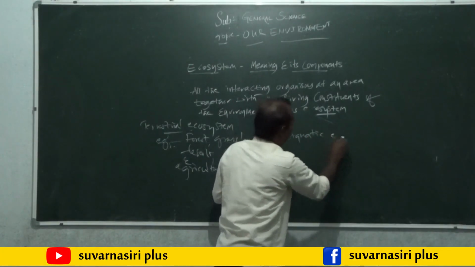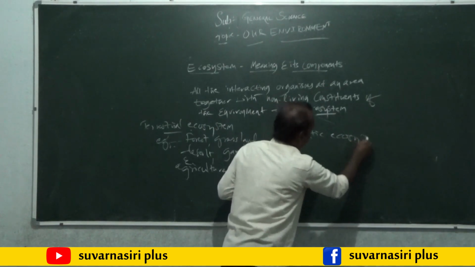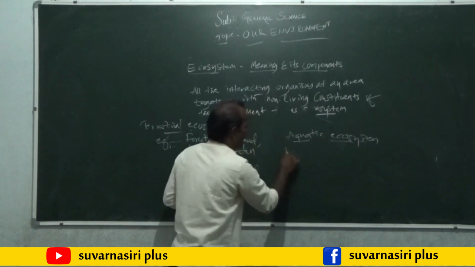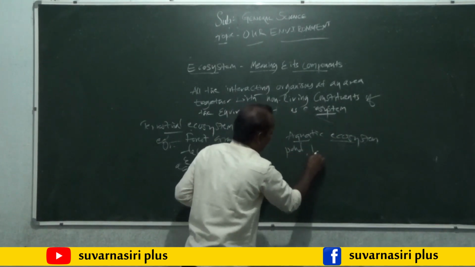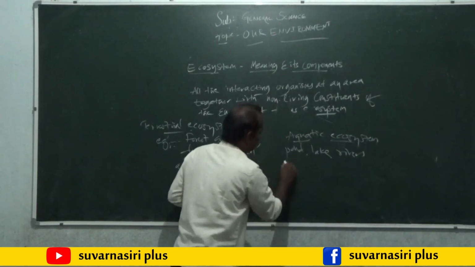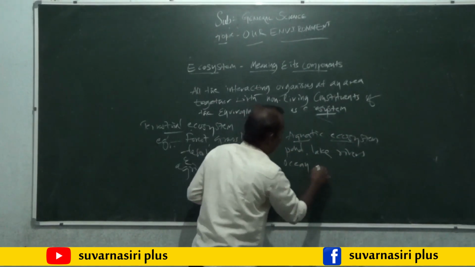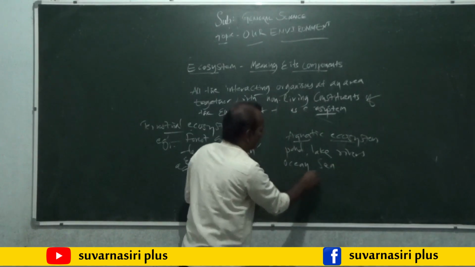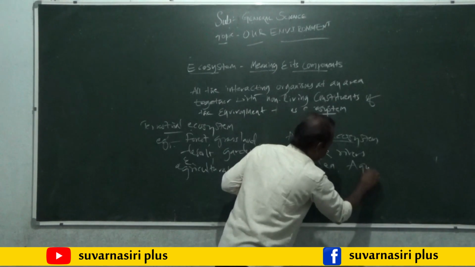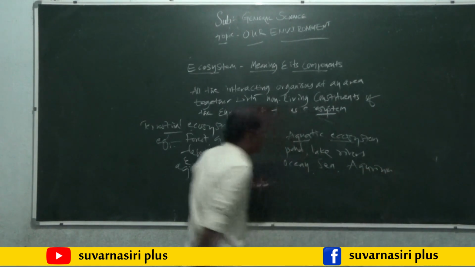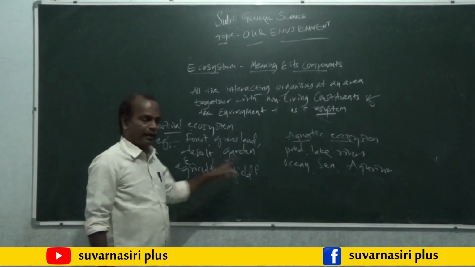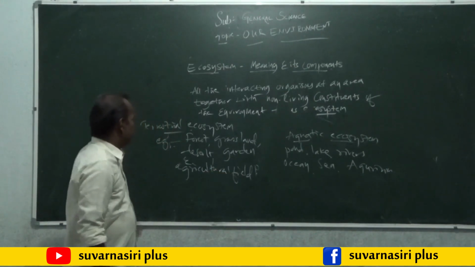Aquatic ecosystem includes pond, lake, rivers, ocean, sea, aquarium. These are the examples for the terrestrial ecosystem and aquatic ecosystem.